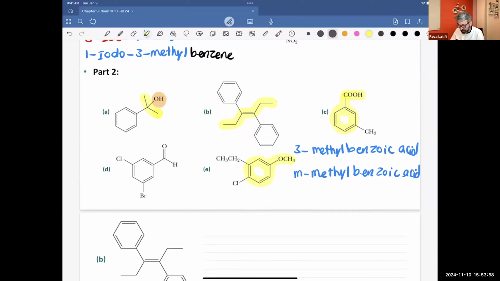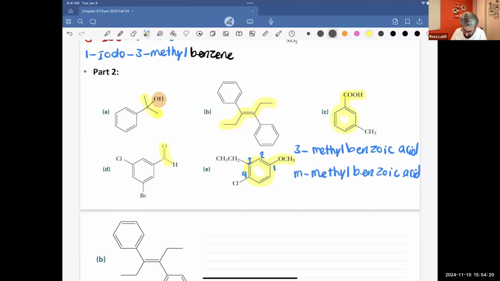Okay, next one we have a methoxy attached to the ring. So this one will be anisole, and you have chloro and ethyl there. So you can say this is going to be 1, 2, 3. Forgive me. 1, 2, 3, 4. Okay, so on 3 and 4, you have chloro and ethyl. Chloro will get priority over ethyl.